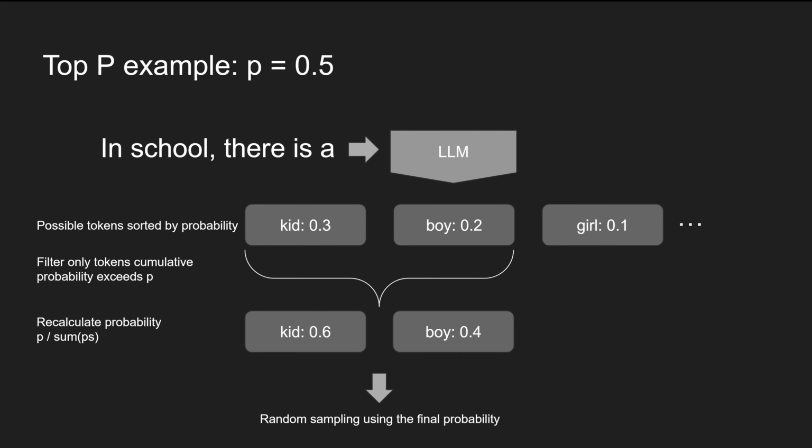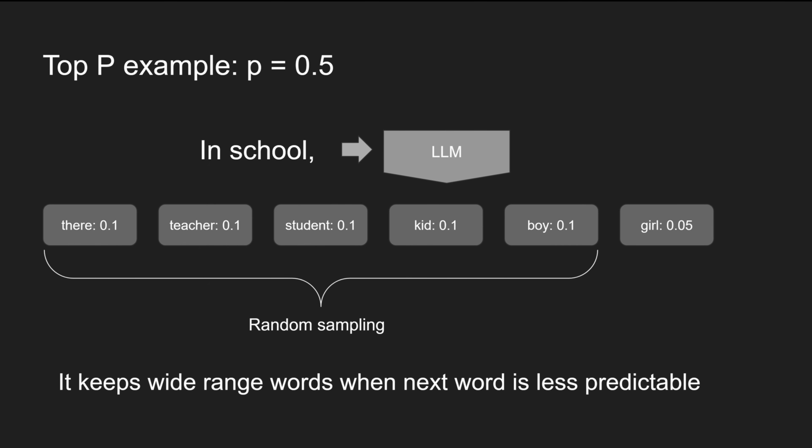Internally, it recalculates the probability since we have only two words and does the random sampling with the adjusted probability. The top P algorithm generates a lot more random words when next word candidates have very similar probabilities.